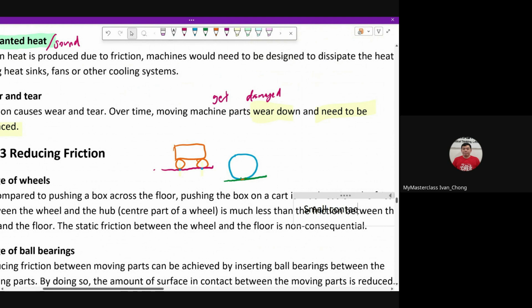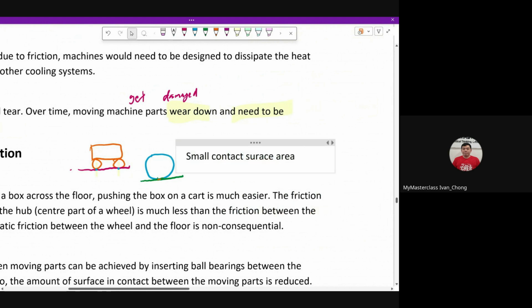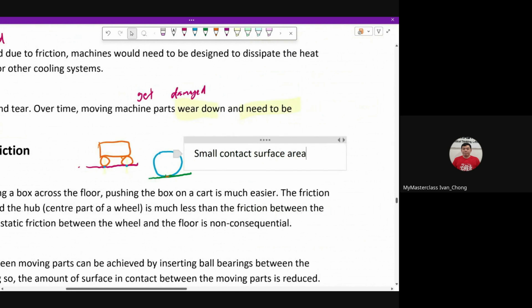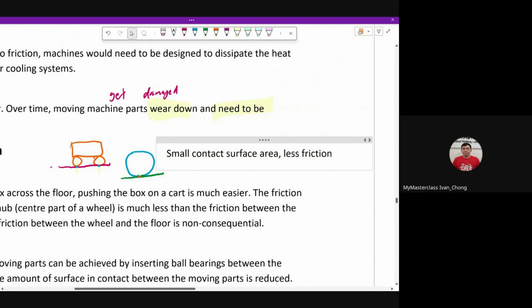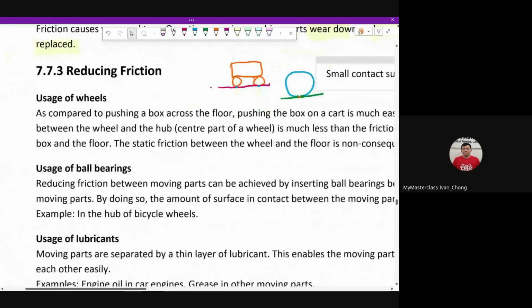Small contact surface area. Okay. So basically, with a small contact surface area, you will have less friction. Okay. So because of that, you actually have this.